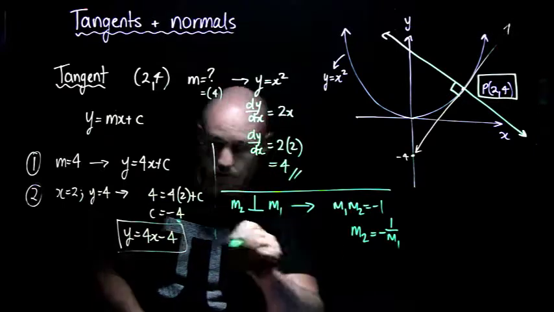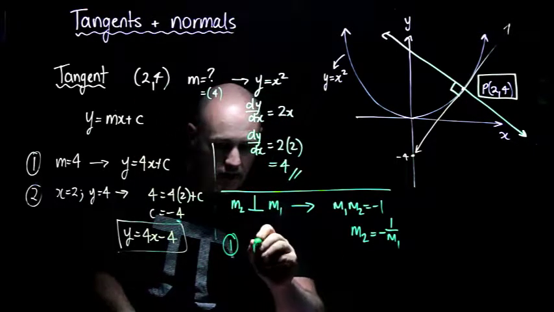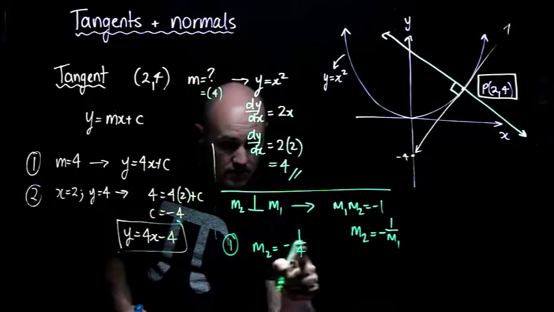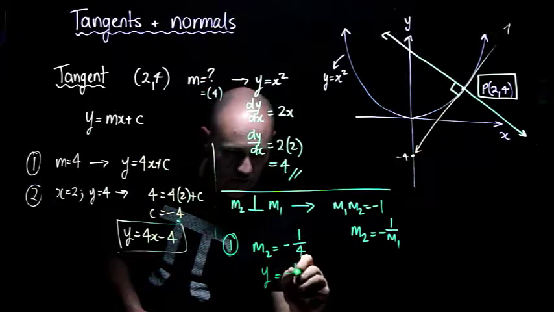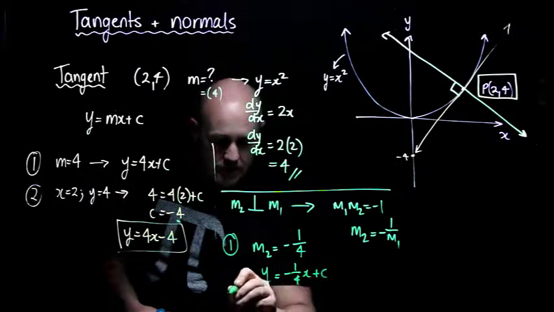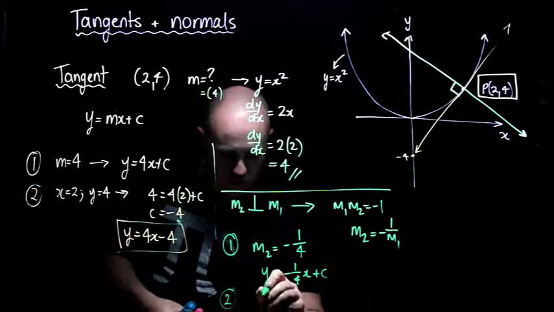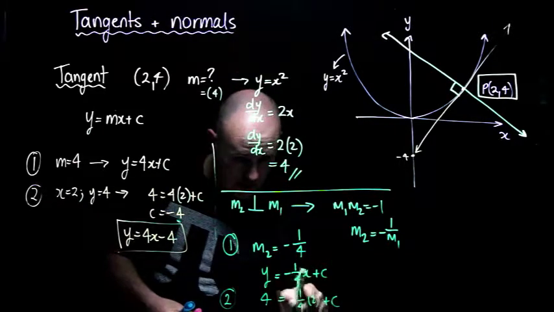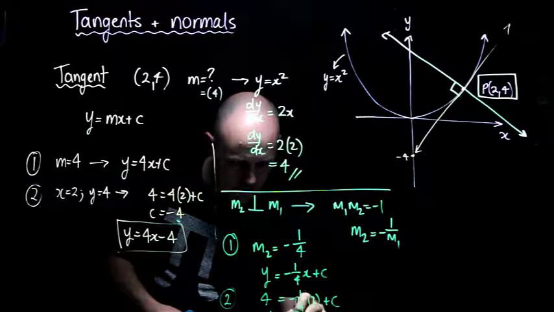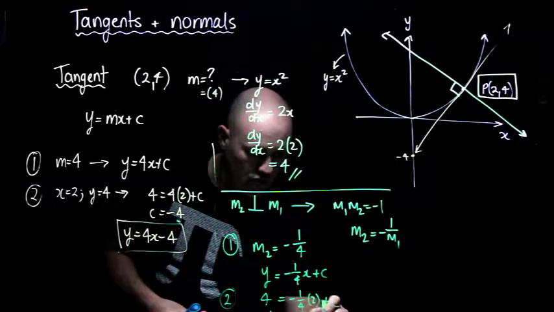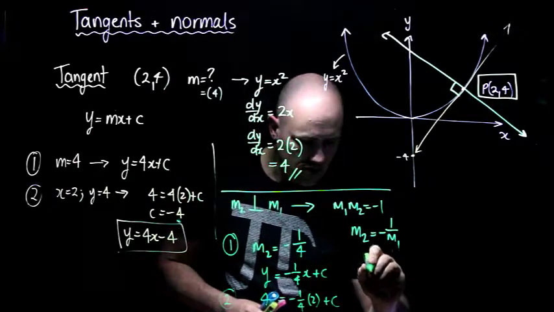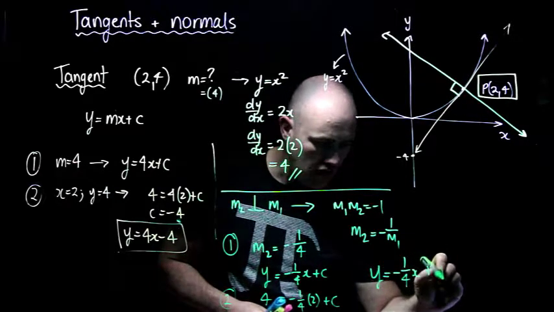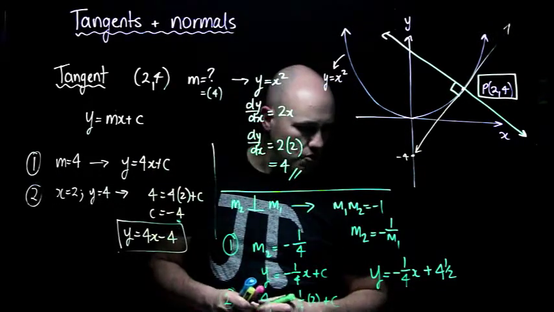So, I'm going to start with the same process here. m2 is equal to negative 1 over 4, because m1 has a gradient of 4. So m2 equals that, and therefore y equals negative 1 over 4, x plus c. And step 2, we also know that when x equals 2, y equals 4, so I get 4 equals negative 1/4 times 2 plus c. This becomes negative 1/2, so I get 4 1/2, because I added on, equals c. And therefore, y equals negative 1/4 x plus 4 1/2, which could be written as plus 9 over 2 or 4.5 or whatever you want to do.